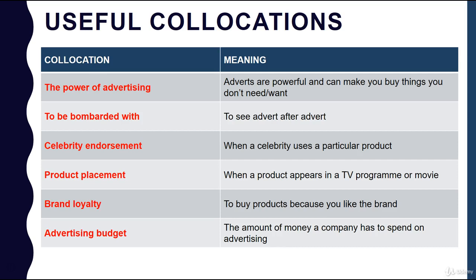We are seeing adverts everywhere on the internet, on the computer, in newspapers, in magazines. Celebrity endorsement is when a celebrity uses a particular product. They might put a picture of it on social media, on Instagram, and it's advertising the product, and because Beyonce or Ed Sheeran uses a particular product, you think, if they use it, then it's good enough for me. So it's a great way to sell a product, and it's what a lot of companies do.